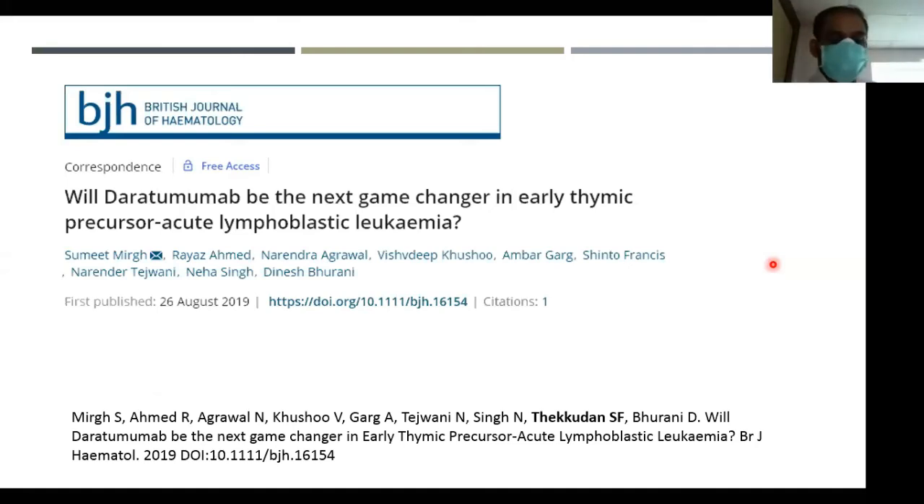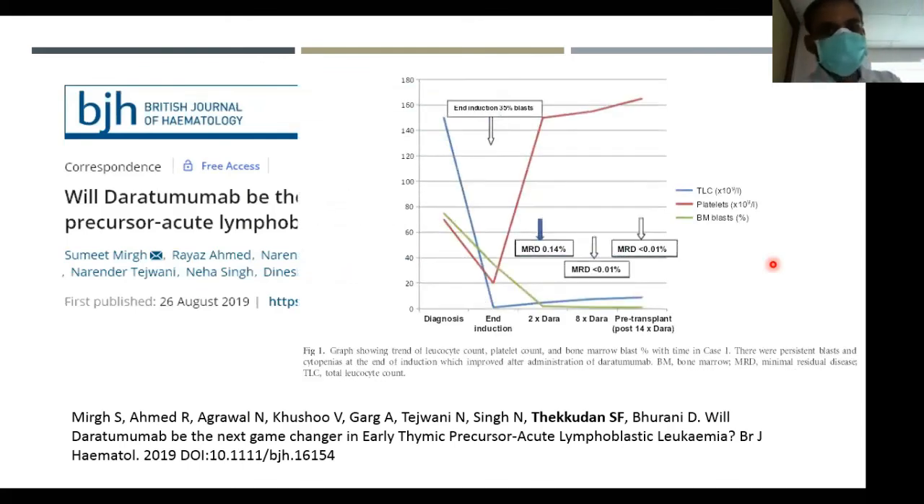Daratumumab. This is from our group only. We gave daratumumab for ETP-ALL, refractory relapse. Out of no choice, we gave daratumumab, but they responded very well. One was pre-transplant. We took him up for a transplant also later. And one patient was post-transplant MRD positive. We gave daratumumab. Excellent response.